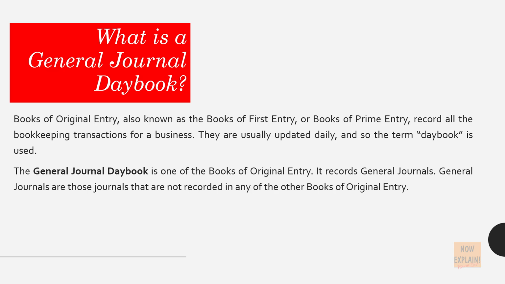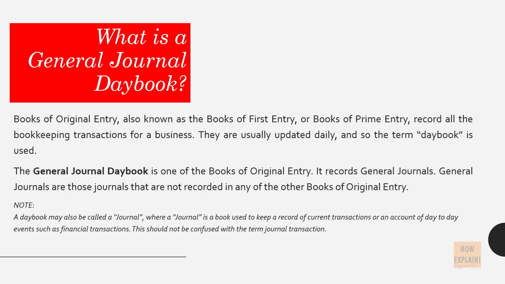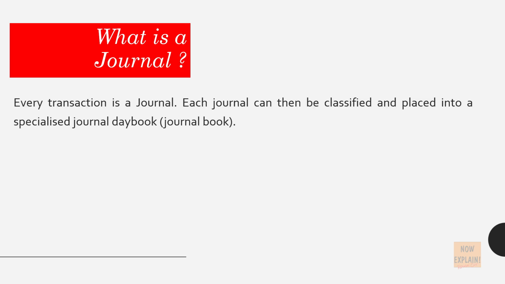It records general journals. General journals are those journals that are not recorded in any of the other books of original entry. Note, a daybook may also be called a journal, where a journal is a book used to keep a record of current transactions or an account of day-to-day events such as financial transactions. So this should not be confused with the term journal transaction. What is a journal? Every transaction is a journal. Each journal can then be classified and placed into a specialized journal daybook or a journal book.